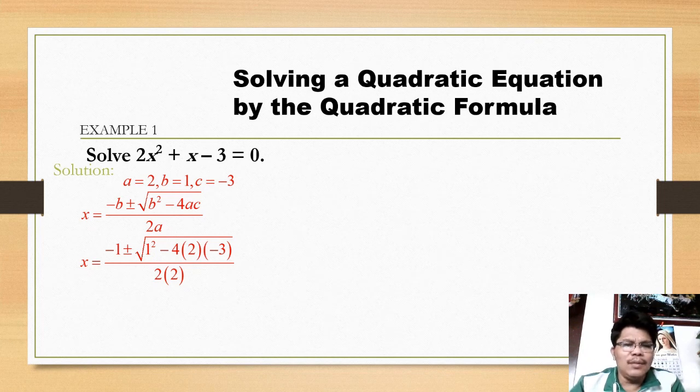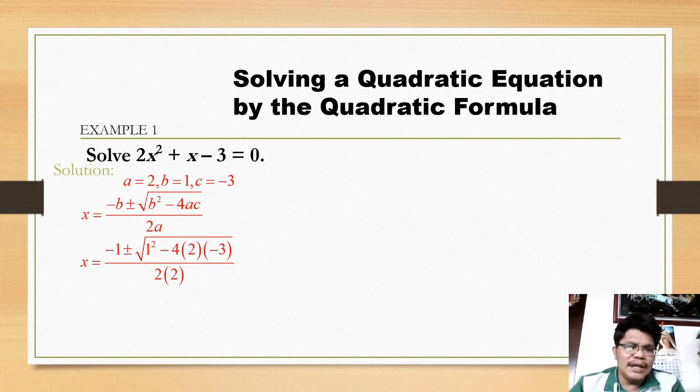Why did it become negative 1? In the formula, there is negative b, meaning negative 1 times the value of b, which is 1, so negative 1 times 1, that's why it becomes negative 1. And then, plus and minus the square root of 1 squared. Why did it become 1 squared? Because the value of b is 1, and then negative 4 times the value of a, 2, and then times the value of c, negative 3.